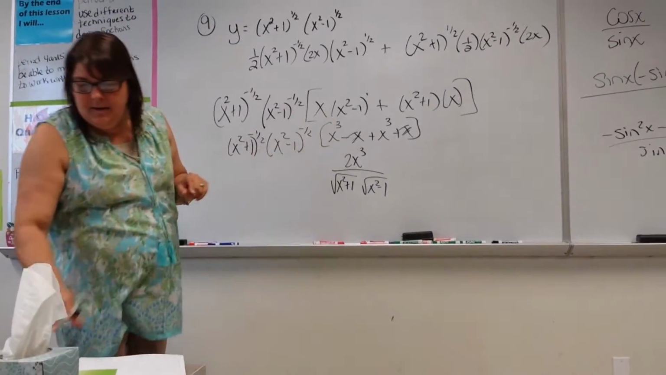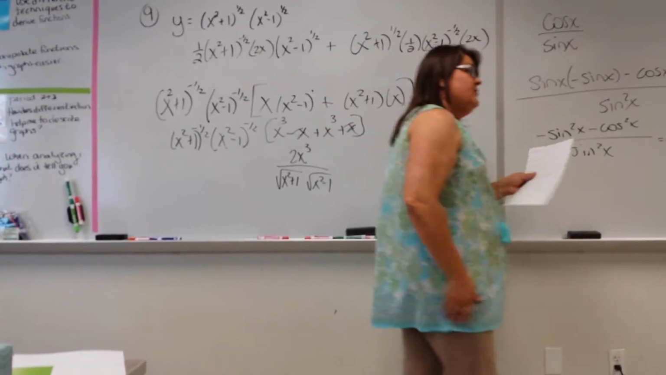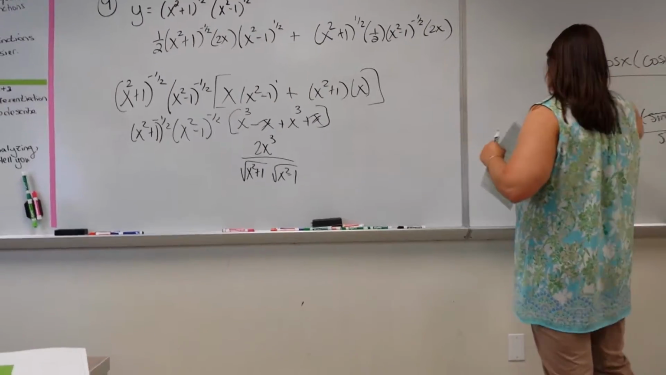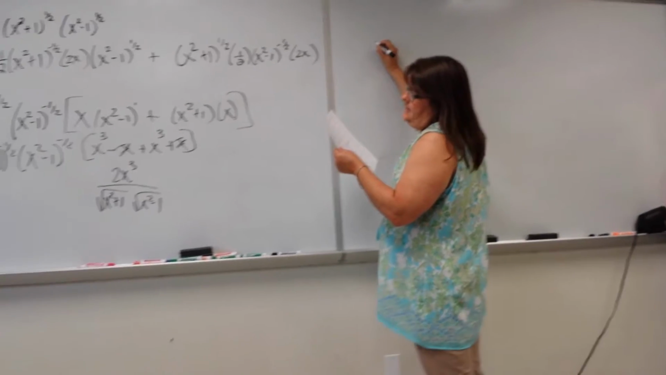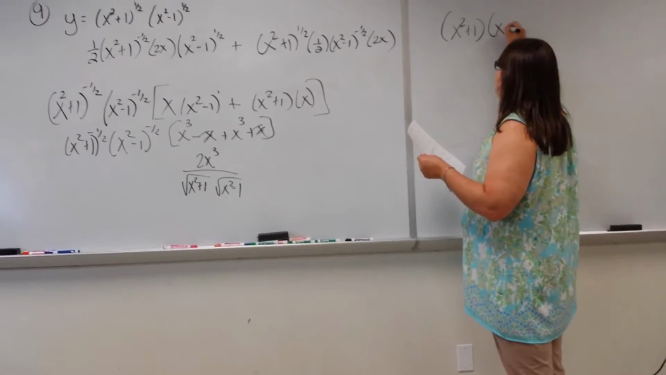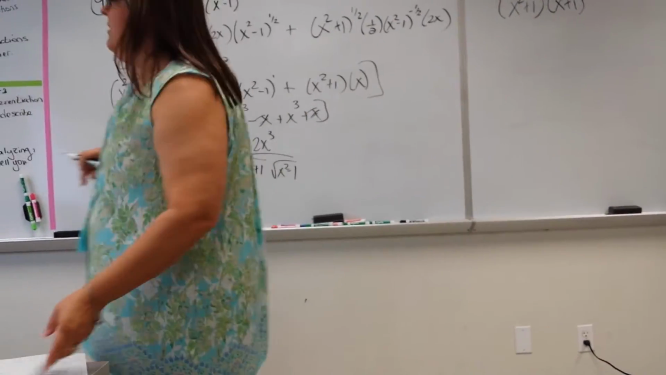Okay. So in the same breath, can we just try number 1? So we have x squared plus 1 times x plus 1 squared, right? Did I write it right? Yeah. Okay, so how do we do this?